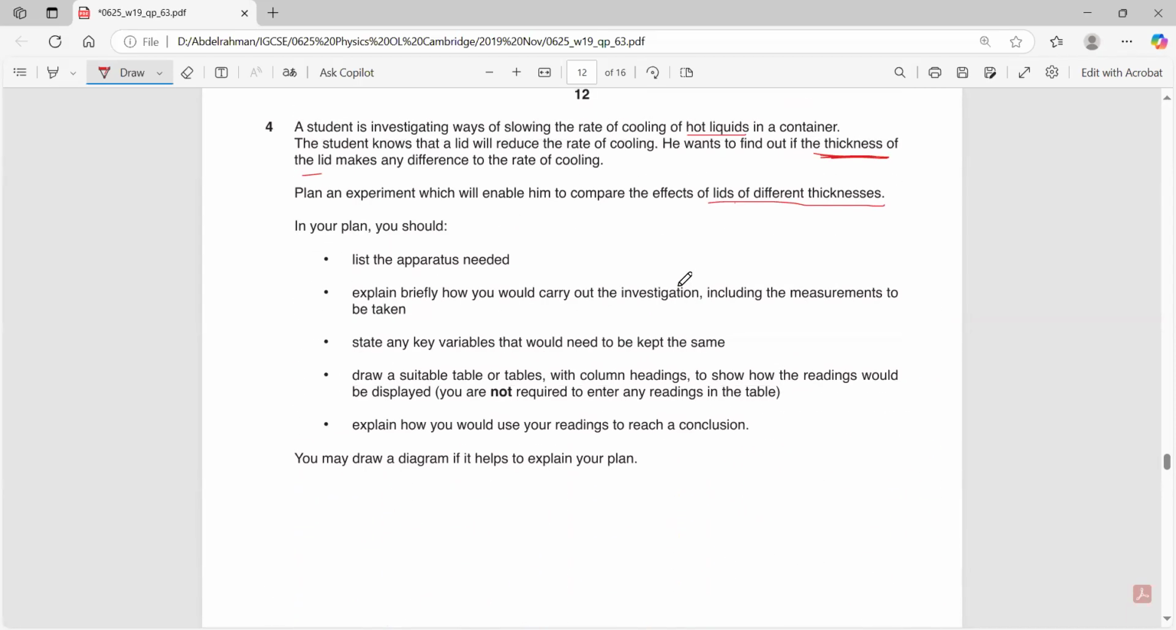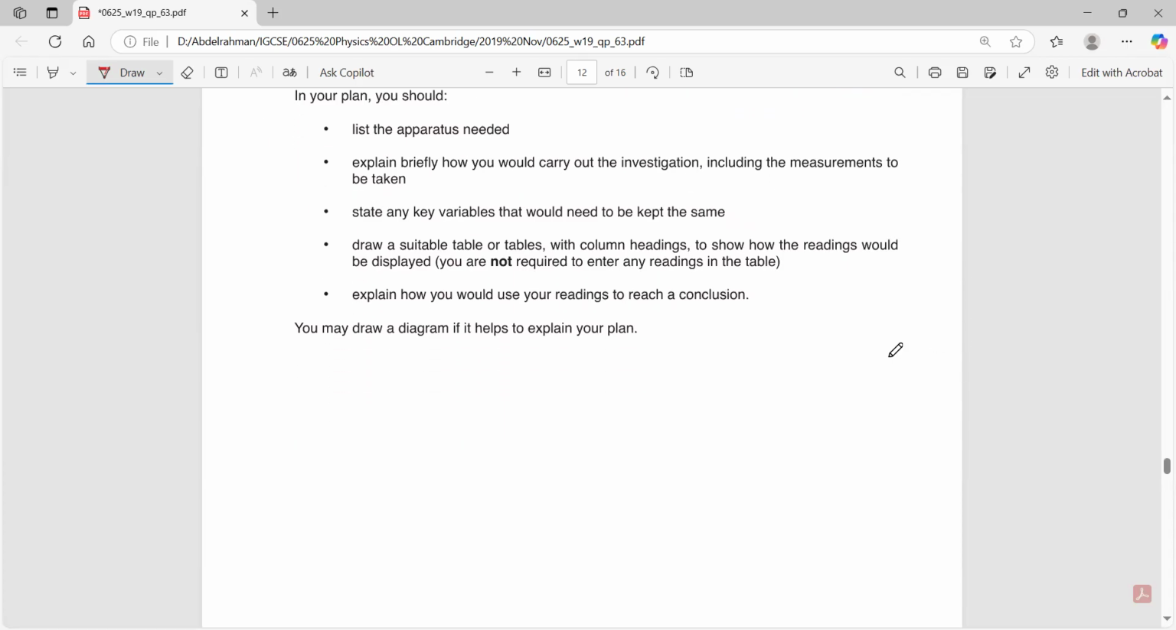What apparatus do I need? He hasn't given me any apparatus at all, right? I need a beaker, I need some hot water. I need a thermometer. I need a stopwatch. He hasn't written down any apparatus at all, right?